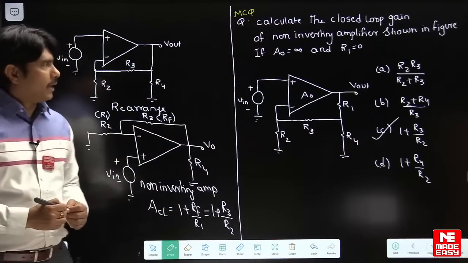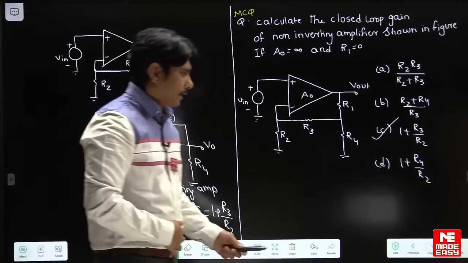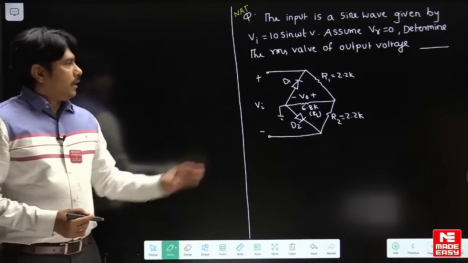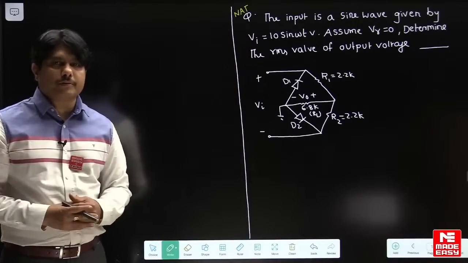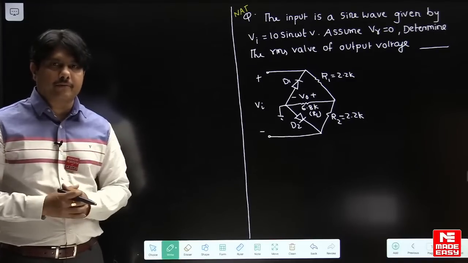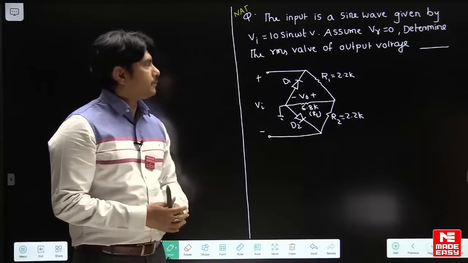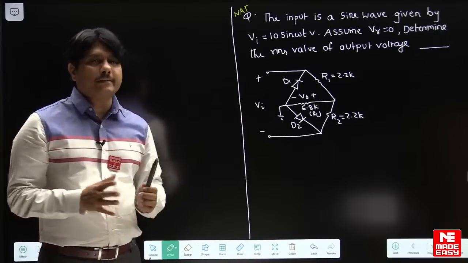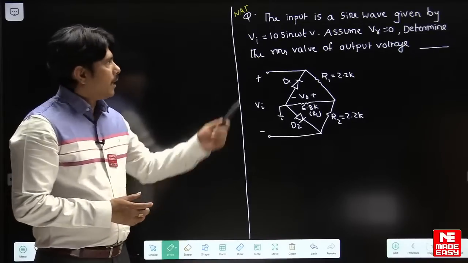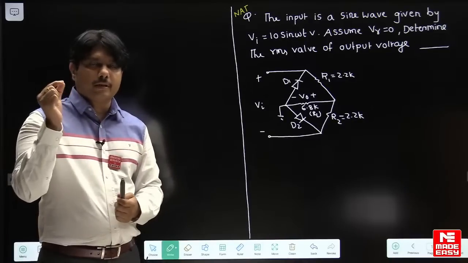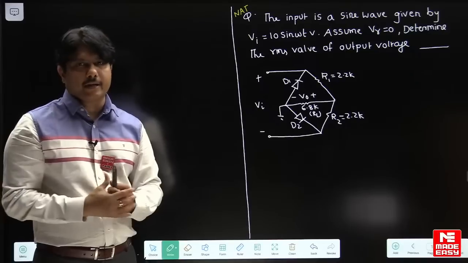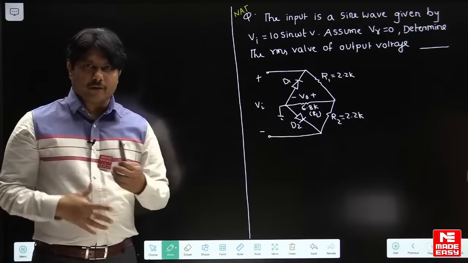That's great. Let me cover the next question, based on diodes again. If you see this question, I think most of the students got an idea. It's just a rectifier question. The input is a sine wave given by Vi equal to 10 sin omega t. The peak amplitude is 10 volts. Assume V gamma is 0, that is the cut-in voltage is 0, which means we can assume all the diodes given in the problem as ideal. Determine the RMS value of the output voltage.